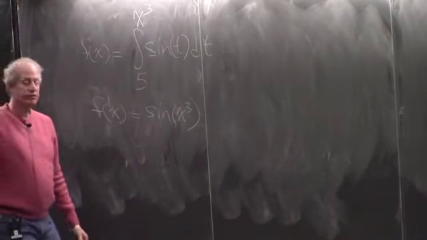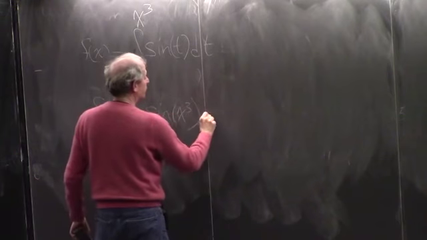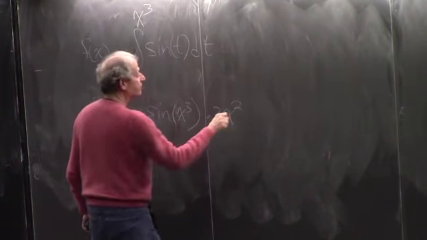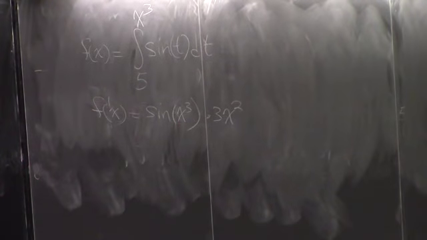And then you use the chain rule. What's the derivative of x cubed? It's 3x squared. So multiply it by 3x squared. That's not so bad.